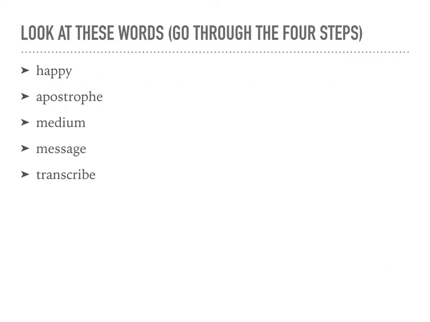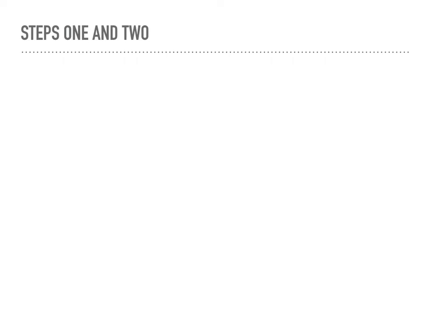So let's look at these five words right here, and let's go through the steps that we have. We have the words happy, apostrophe, medium, message, and transcribe. If we go through steps one and two, happy has two syllables. It's not happy, but it's happy. Then we have apostrophe, which has four syllables, and this one's going to be quite difficult. So we'll have to say apostrophe, apostrophe, apostrophe, apostrophe. We can hear that the stress is on the second syllable, apostrophe.